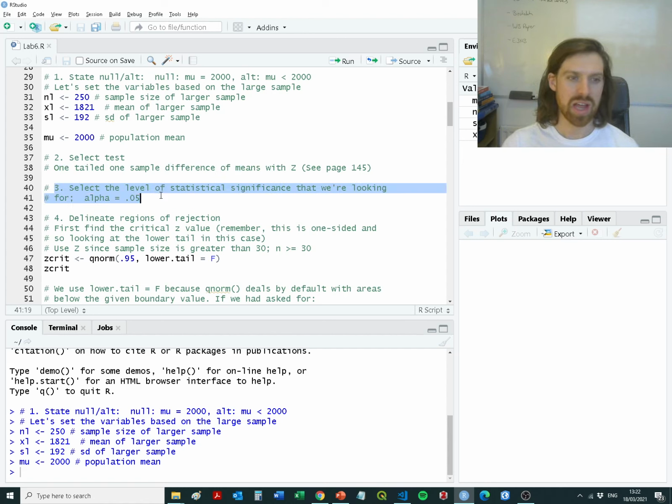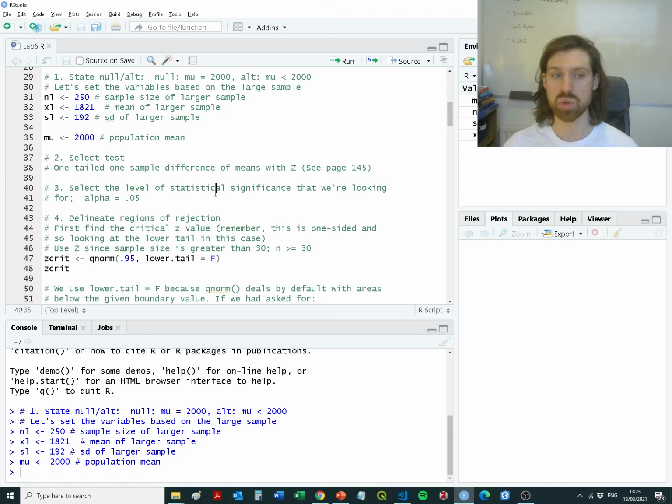Then on step 3, you'll know that this is where we basically set the level of statistical significance that we would like to use. And here we're setting an alpha value of 0.05. So we want to be 95% certain that the effect that we obtain if we reject the null hypothesis is true and that it hasn't just occurred by random chance.